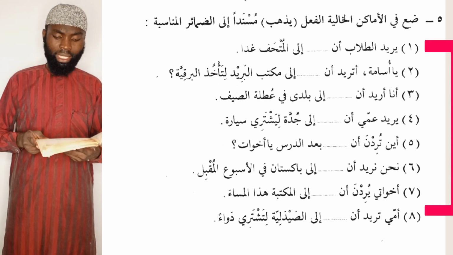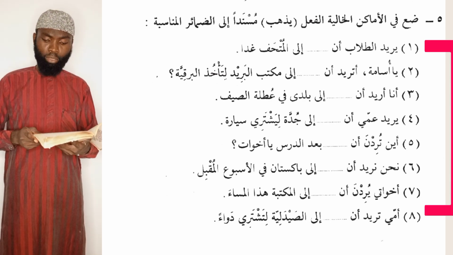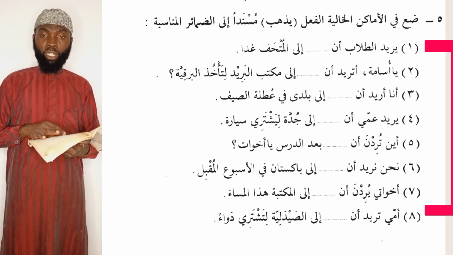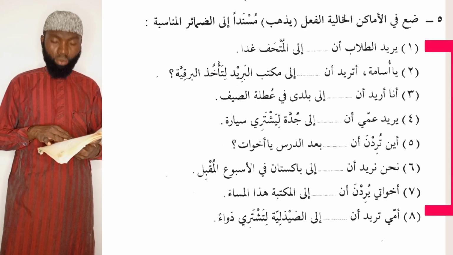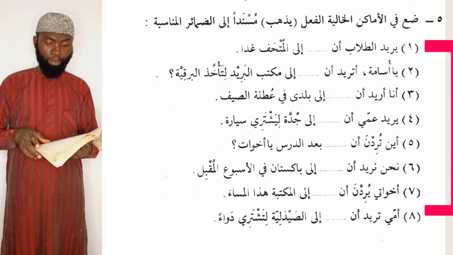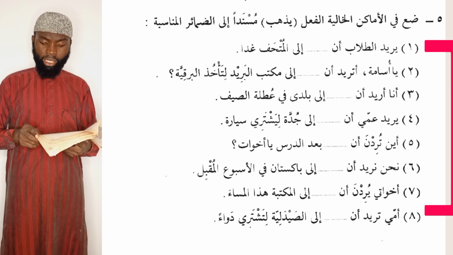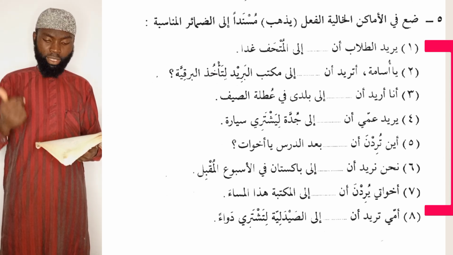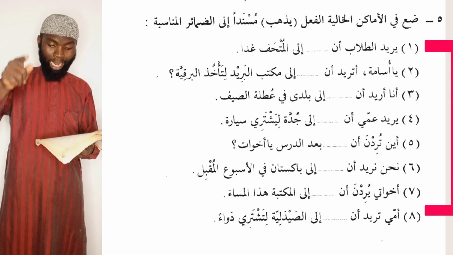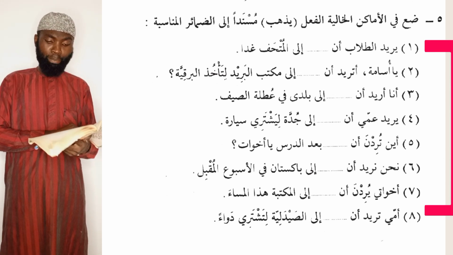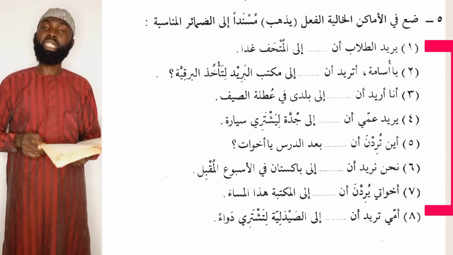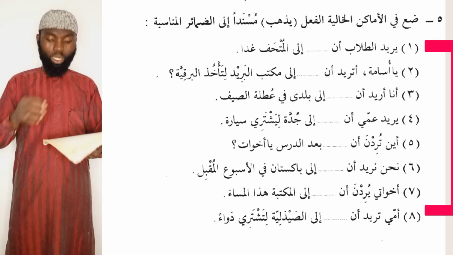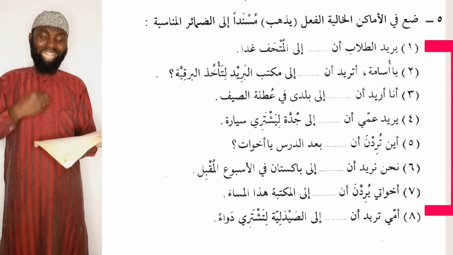MashaAllah. ضع في الأماكن الخالية الفعل يذهب مسندا إلى الضمائر المناسبة. Place here the verb يذهب after attaching the appropriate pronoun to it. يريد الطلاب أن يذهبوا إلى المتحف غدا. The next will be يا أسامة, أو أسامة أتريد أن تذهب إلى مكة إلى مكتب البريد لتأخذ البرقية؟ Do you understand? MashaAllah.